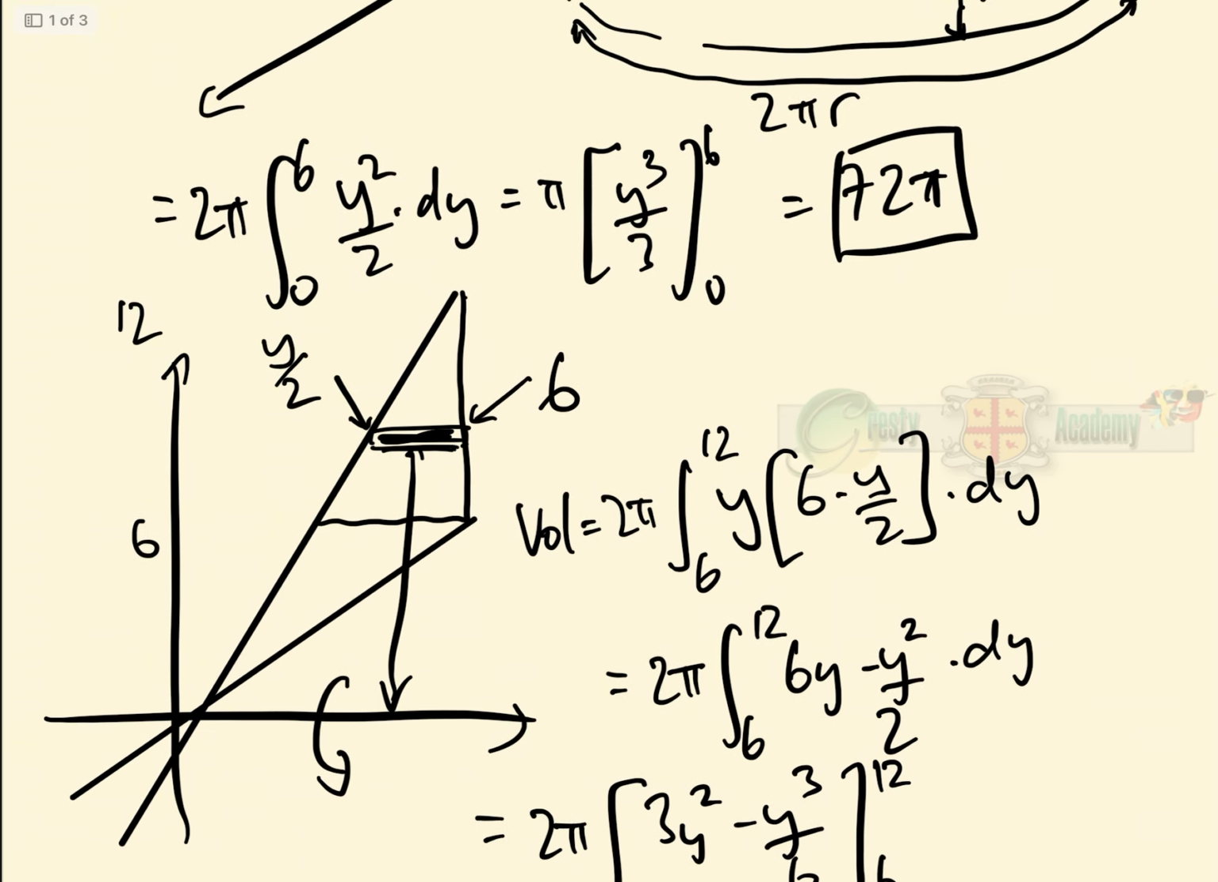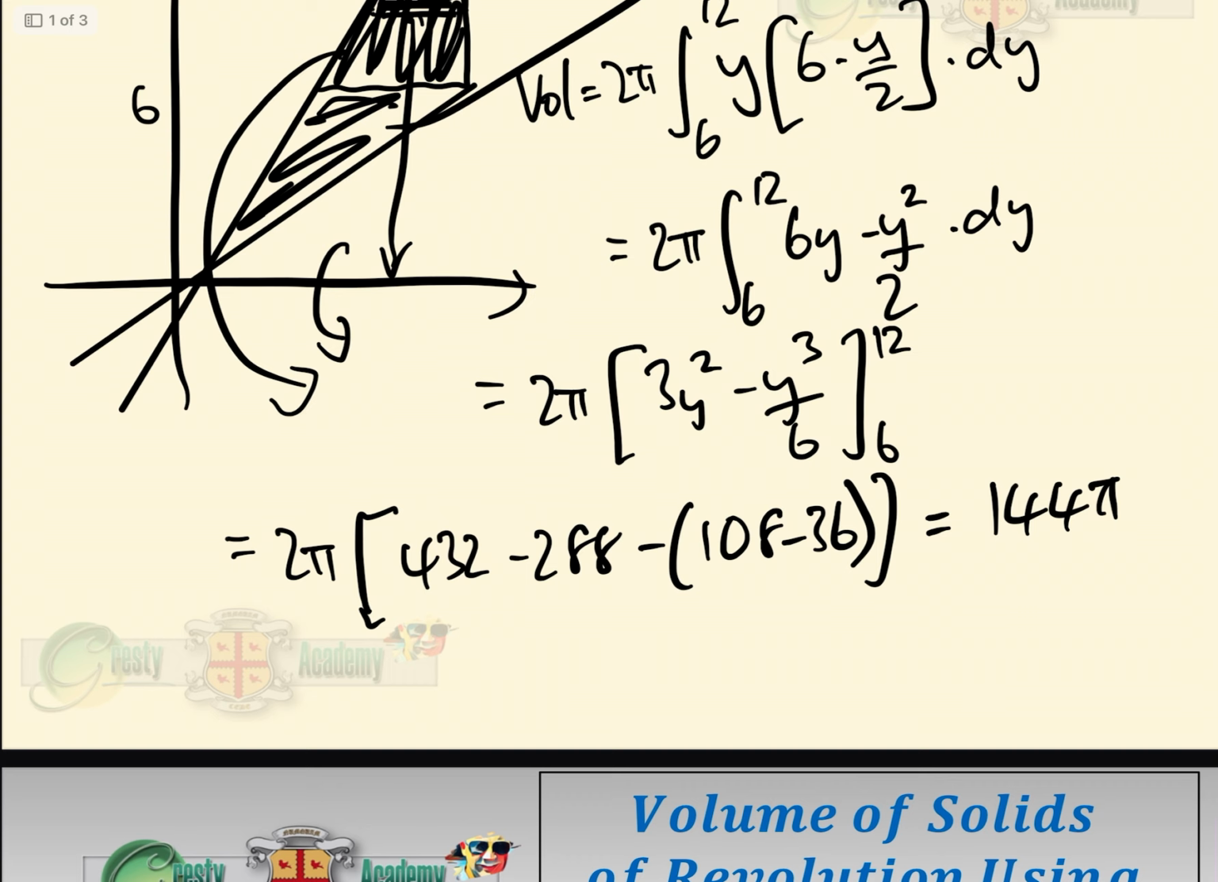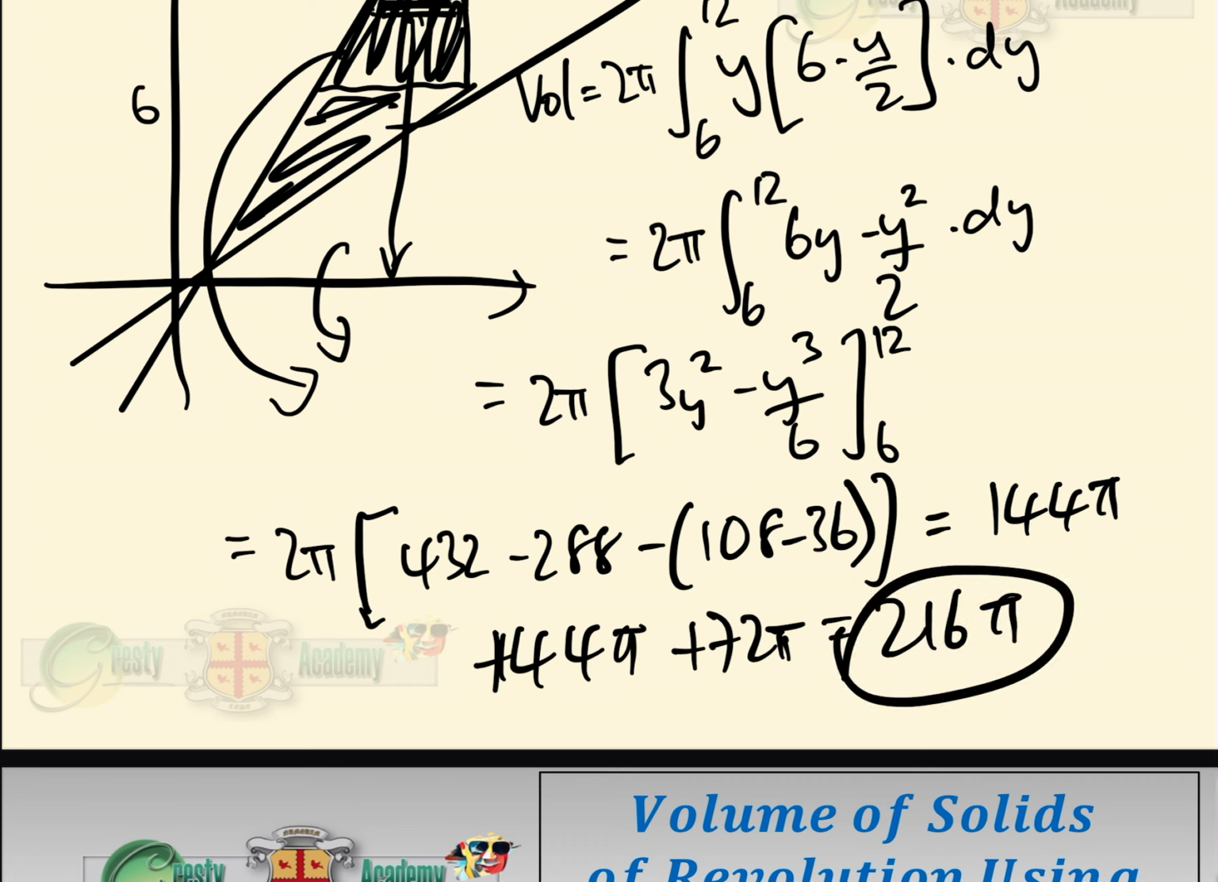So that means the volume of this bit when we rotated it around is 144 pi, and the volume of this bit when we rotate it around is 72 pi, and therefore we have that 144 pi plus 72 pi equals 216 pi, which gives us the same answer as we got in the previous video.